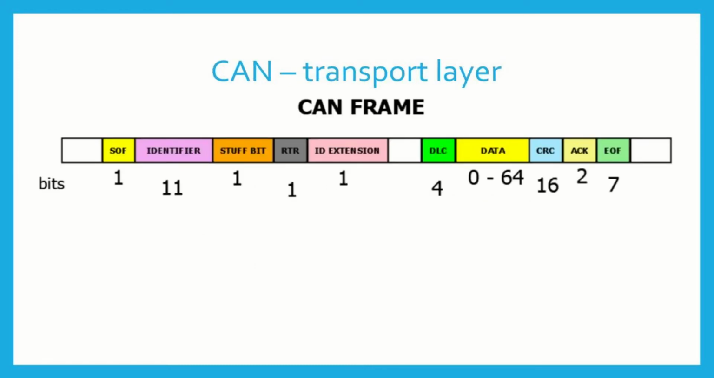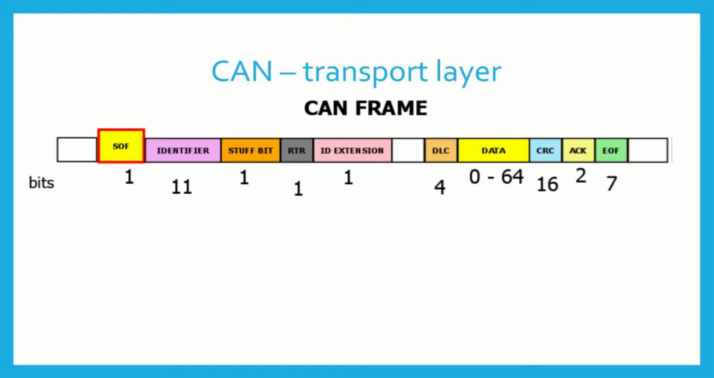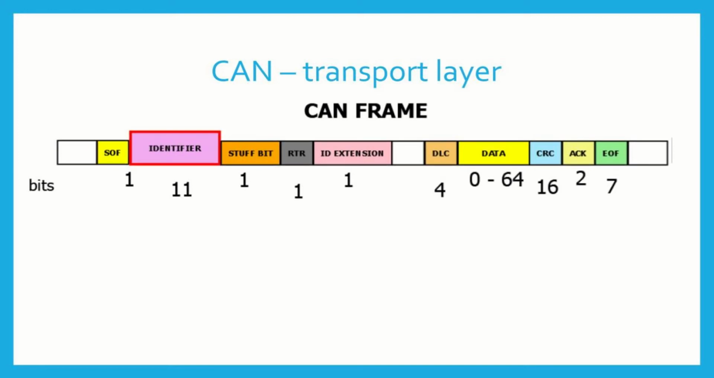Layer number 2 is a data layer, as illustrated in this picture. It begins with the start of the frame sequence, followed by an arbitration field which carries a message identifier. So, as told before, the device with the highest priority of a message wins the arbitration.